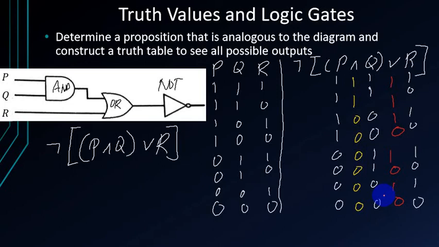Now, the values in red are what we have to negate. So, not 1 is 0, not 1 is 0, not 1 is 0, not 0 is 1, not 1 is 0, not 0 is 1, not 1 is 0, not 0 is 1. So now we have our truth table for our proposition.